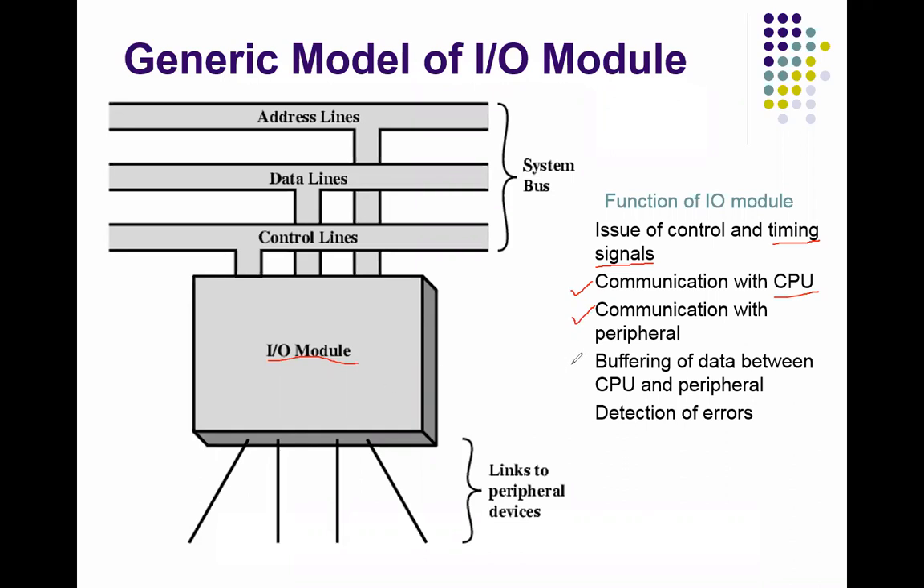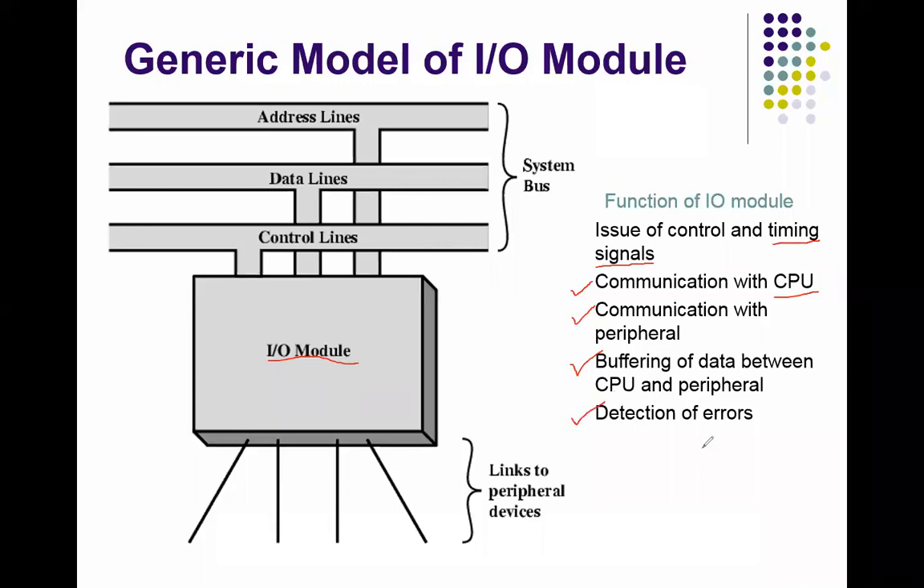Another function is buffering of data between the CPU and peripherals. As we discussed earlier, the CPU is faster and the peripherals are slower. Sometimes the CPU is slower, but your peripheral is faster. So to coordinate the data rate between both devices, we need a buffer. The IO module is used to buffer the data between the CPU and the peripheral.